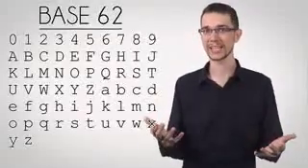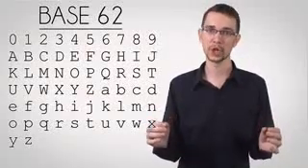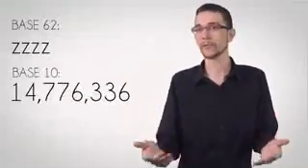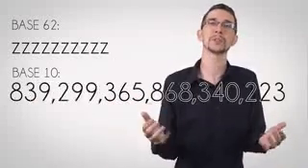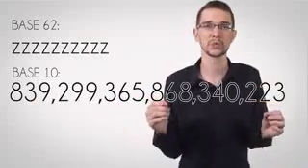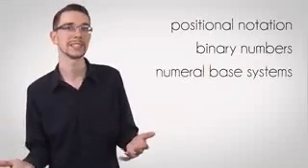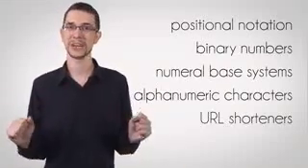By using numerals and every letter of the alphabet, you can get all the way up to base 36. Using lowercase and uppercase letters gives you base 62. And with that, you can get all the way up to 14 million with only 4 digits. With just 10 digits, you can get up to 839 quadrillion possible values. That's a lot of shortened URLs. So, you just learned about positional notation, binary numbers, numeral-based systems, alphanumeric characters, and URL shorteners.